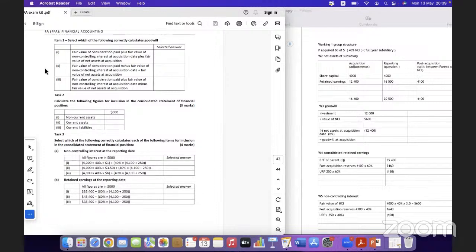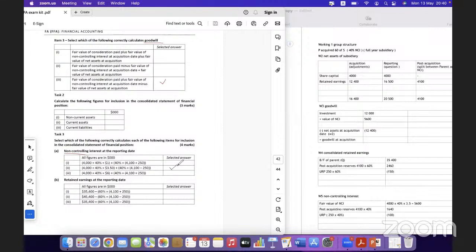Number one, what is the formula for goodwill? So normally, guys, goodwill, what we do, take the investment, which is the fair value of consideration, plus the NCI, and reduce net assets at the acquisition date. So therefore, this has to be the answer. Fair value of the investment plus the non-controlling interest minus net assets at the acquisition date. Right, non-controlling interest, guys, this is the answer.